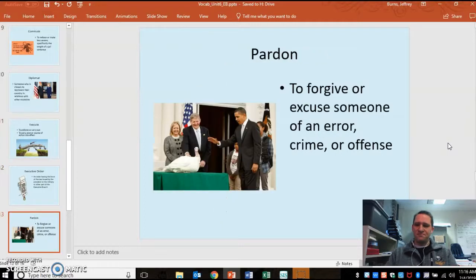All right, pardon. Pardon is to forgive. Here you see a picture of President Obama pardoning a turkey. They do this every Thanksgiving. Forgive someone of an error, a crime, or an offense. So again, at the end of their term or throughout their term, people will write to the president if they have a federal crime to be pardoned, and the president, most of the time they don't pardon people, but sometimes they do at the end of their term. A lot of times political allies get pardoned. We'll see what happens with Donald Trump, throughout his presidency, if he's going to pardon some of these people who are involved in the Mueller report.